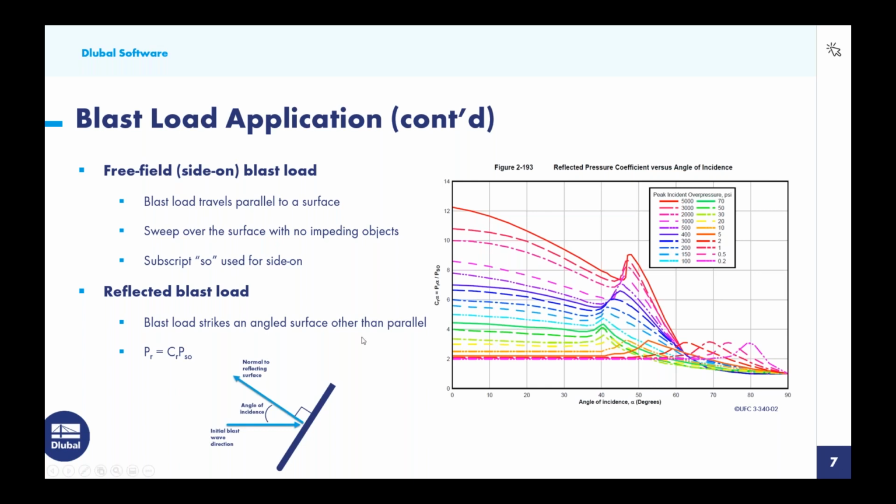So what exactly is the angle of incidence? Well, if we look at this small diagram over here on the lower left, we have our initial blast wave direction. It is going to reflect off of this surface normal, so 90-degree angle here, which will produce an angle of incidence. And this is the value here that we want to locate within this figure to determine what that coefficient will be in order to increase those reflected pressure loads.